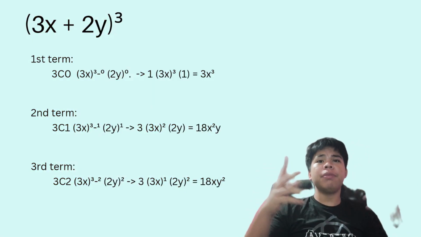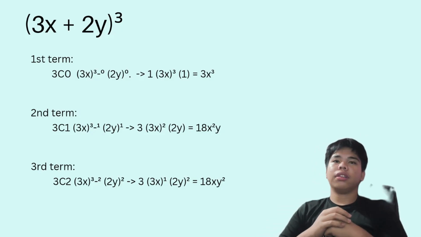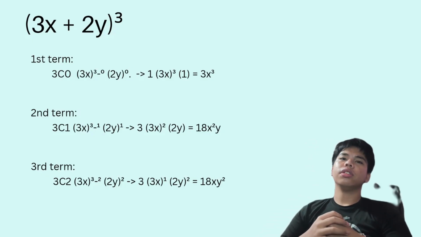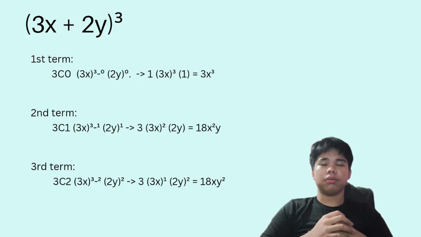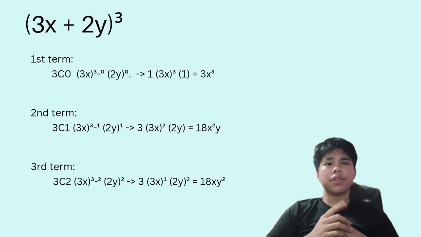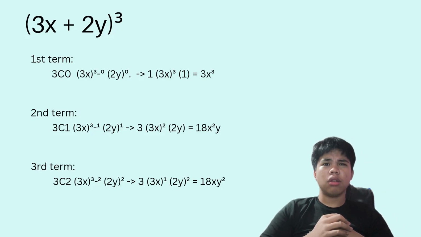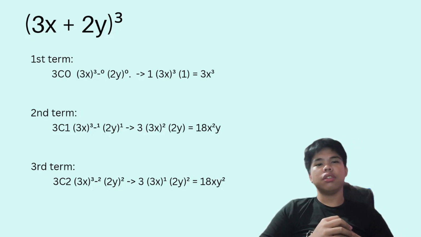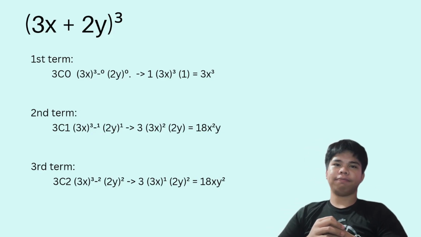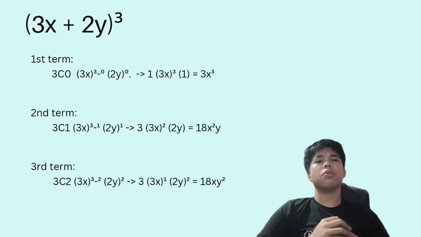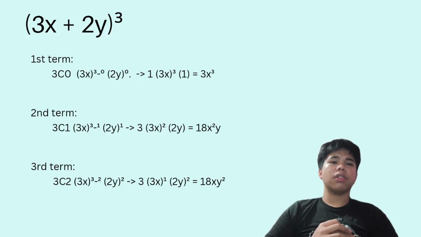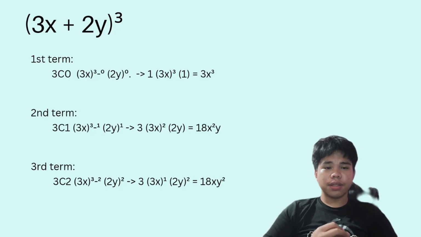So now our first term is 3 choose 0 times 3x raised to 3 minus 0 times 2y raised to 0. So if you calculate that, 3 choose 0 is 1, times 3x cubed, and times 1. Why 1? Because if you have a 0 exponent, then the answer should be 1. So after that, you will multiply all the numbers. So 1 times 3 times 1 is equal to 3. So the final answer for the first term is 3x cubed.